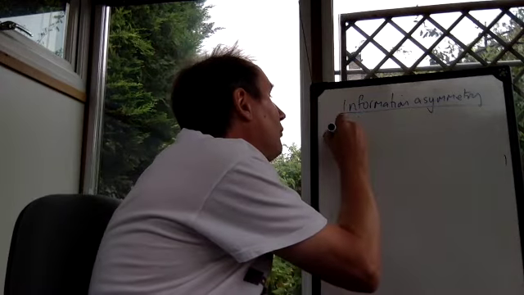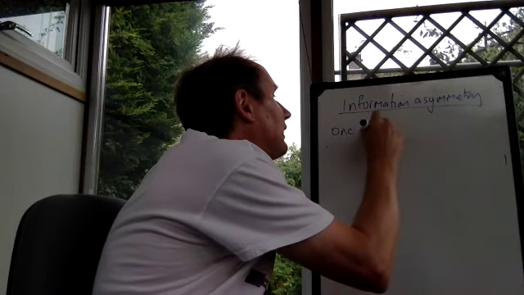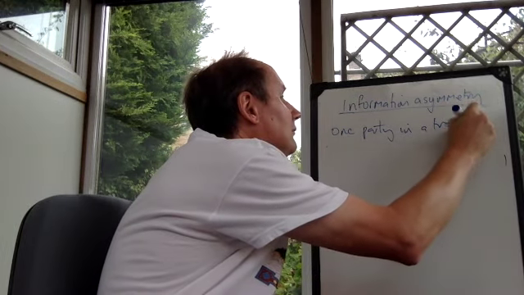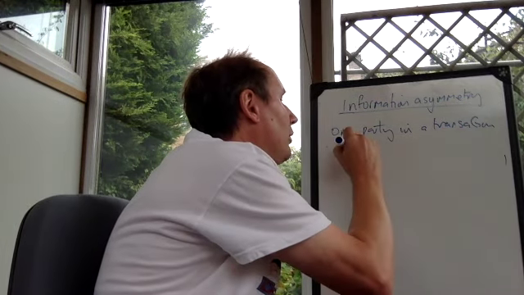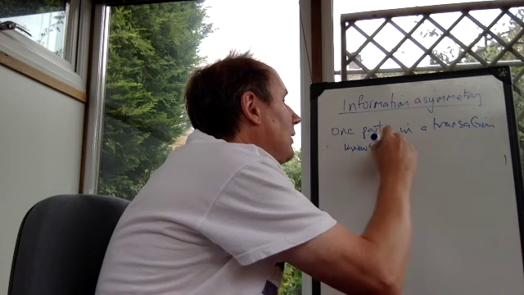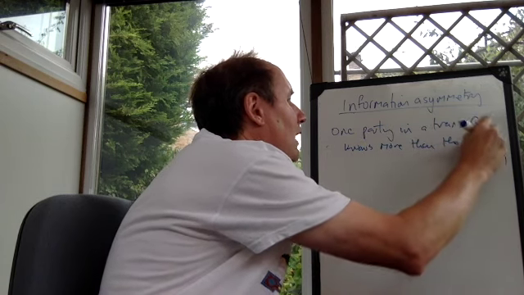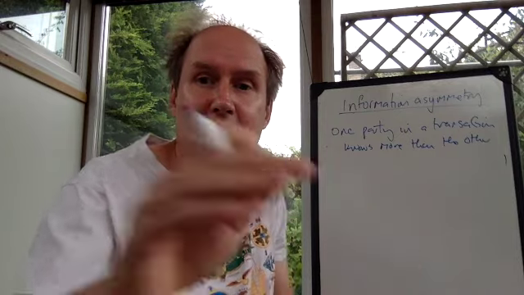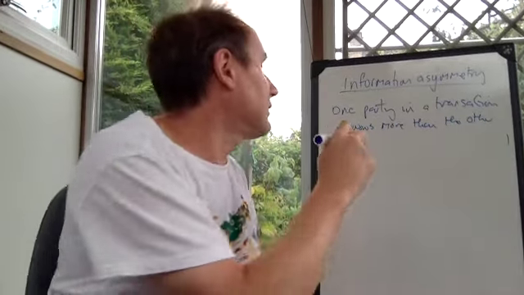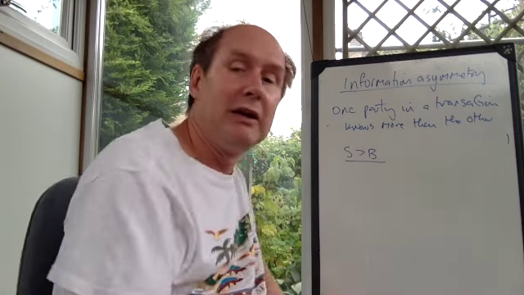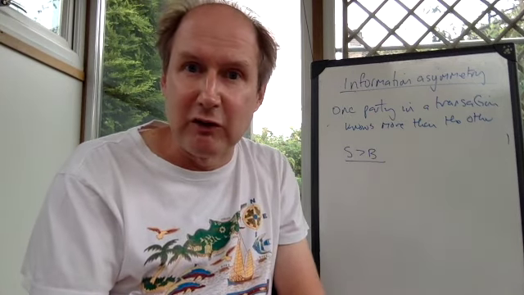So, one party in a transaction knows more than the other. Now, in a minute, we'll look at why that can create market failure, but let's have a think of some examples. So usually the seller knows more than the buyer. Yeah, so usually the person selling the stuff knows more than you do.